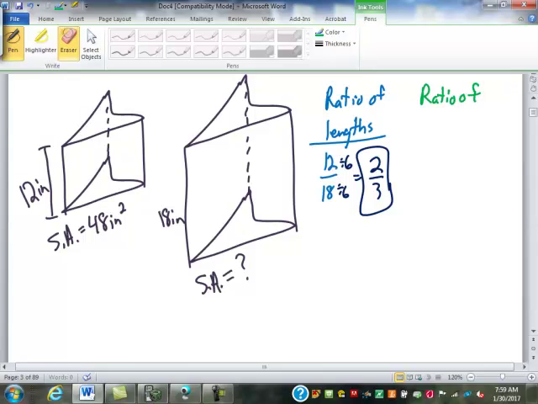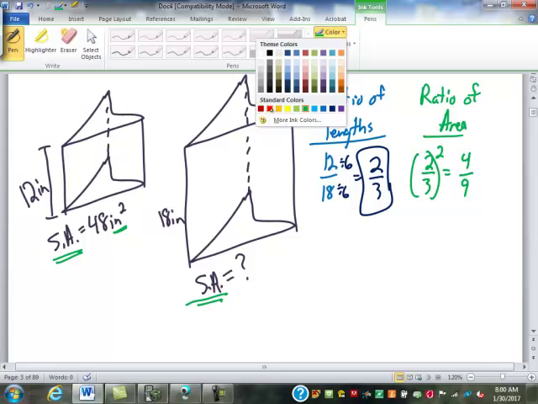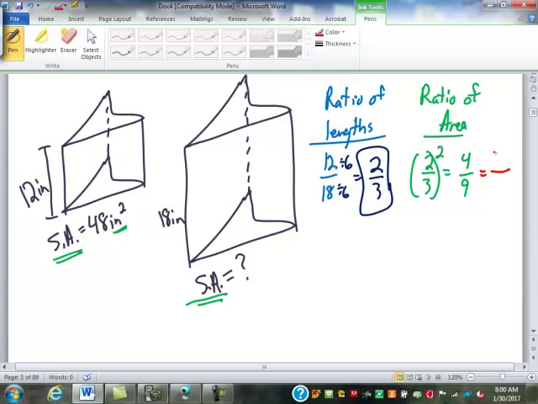Am I dealing here with a ratio of areas now or a ratio of volumes? Surface area is going to be an area. It's units squared. So ratio of areas, I'm going to take that ratio of lengths 2/3. I'm going to square it. So it's going to be 4/9. So the 48 goes on top. 9 times 48 divided by 4 is 108 square inches here.